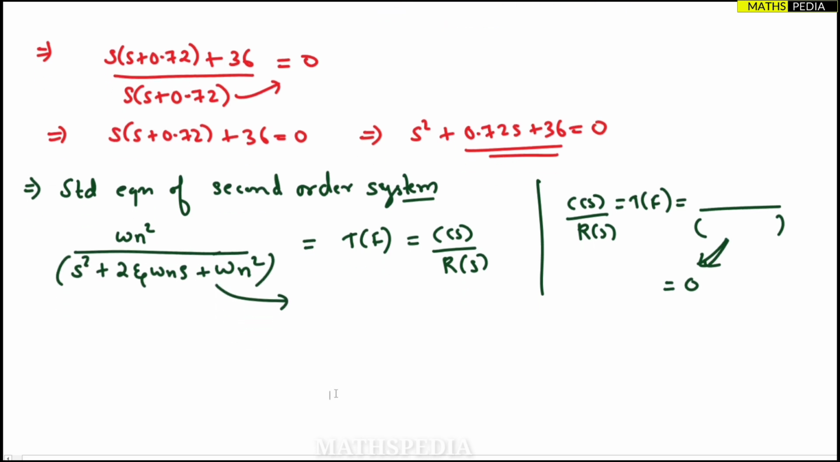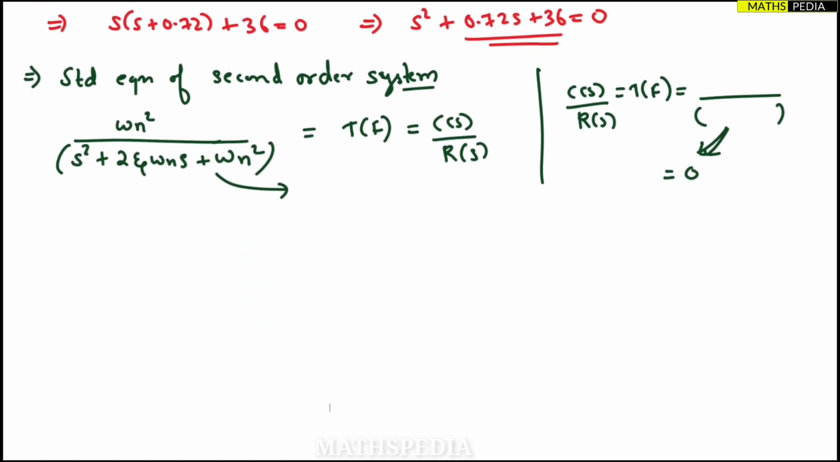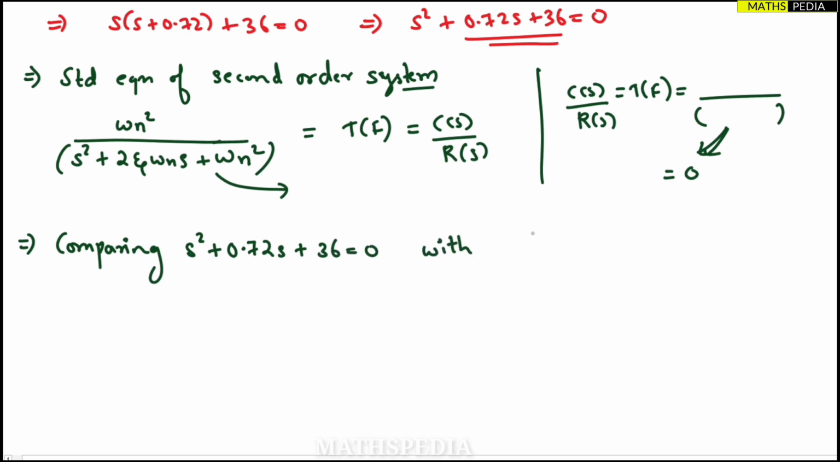So let us proceed. What we have got here: comparing s square plus 0.72 s plus 36 equal to 0 with the standard equation of the second order system, which is s square plus 2 zeta omega n s plus omega n square. Now only this part you have to compare. Leave the 0 part because it was the characteristic equation.